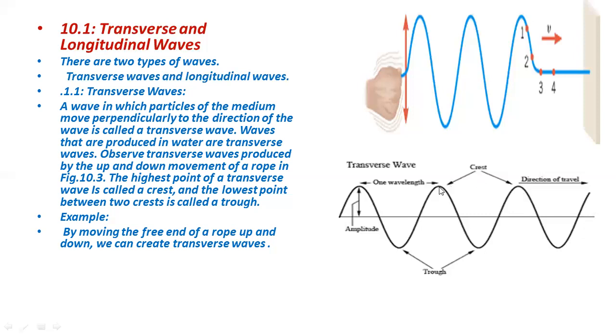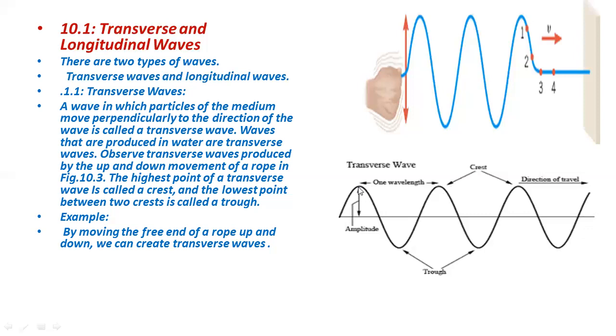So the waves produced in water are transverse waves. Waves produced in a rope are transverse waves. And in transverse waves, this is called the highest point, and this is called the lowest point. Highest points are this one, 2, 3, 4. These four are the highest points, and 1, 2, 3. These three are the lowest points.